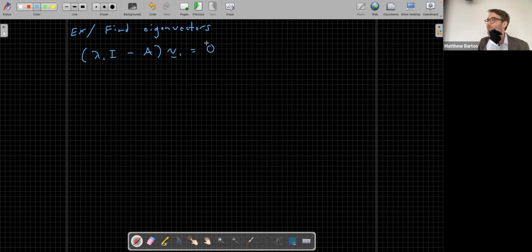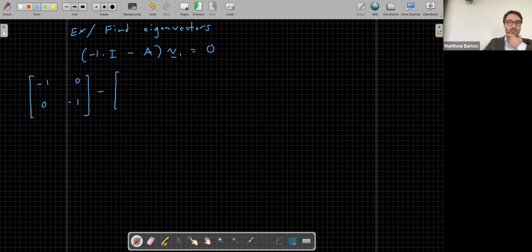So we have to find a V1 such that V1 is in the null space of lambda one I minus A. So we can do this using the same technique that we used for constructing a basis for the null space, right? Let's go ahead and apply that same technique here. We can substitute in lambda one, which is equal to negative one. Let's see what comes out if we compute negative one I minus A. So we will get negative one, zero, zero, negative one, minus zero, one, negative two, negative three.